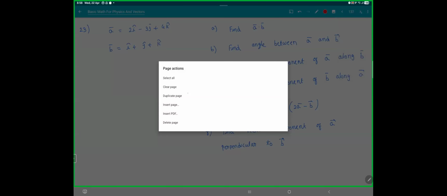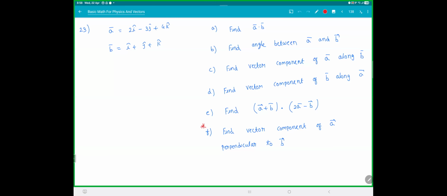Okay, let's see the first two questions. What is A dot B? A bar dot B bar. Simply multiply the i coefficients, that is 2 into 1. Multiply the j coefficients, minus 3 into 1. Multiply the k coefficients, 4 into 1. So that's 2 minus 3 plus 4, which is 3.